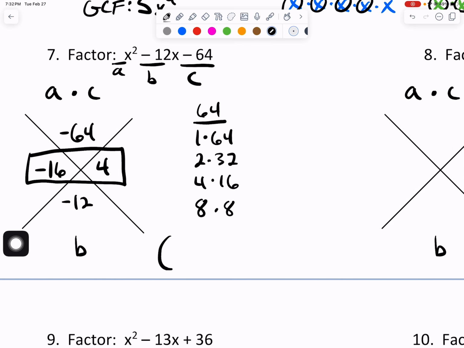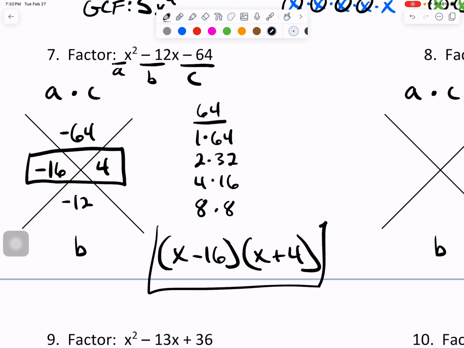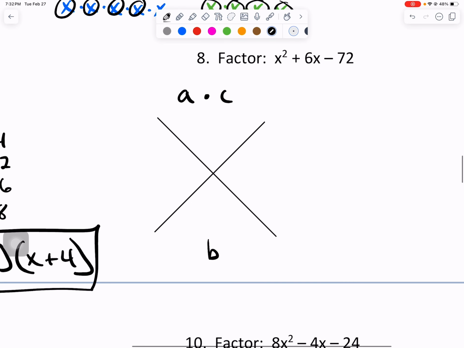So your answer will be x minus 16 and x plus 4. Wonderful job. Box it, circle it, whatever works best for you. All right, for number 8, you might want to pause the video.